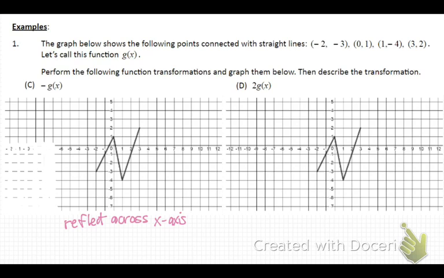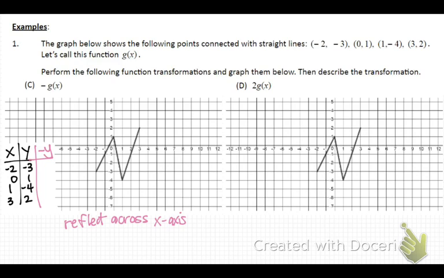Okay. So we're going to make a table so we can change all of our y values. And I know my points because they were given to me, and even if I didn't, I could pull them from the graph. So those points are (-2, -3), (0, 1), (1, -4), and (3, 2). Now I have to change all of these y values by multiplying by -1.